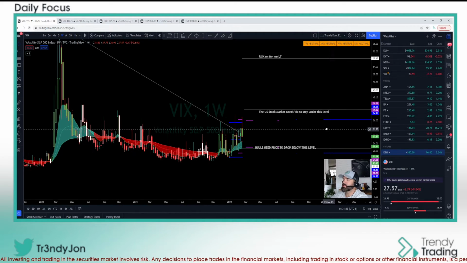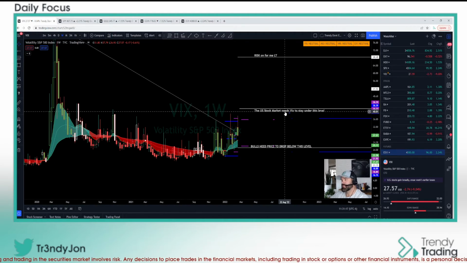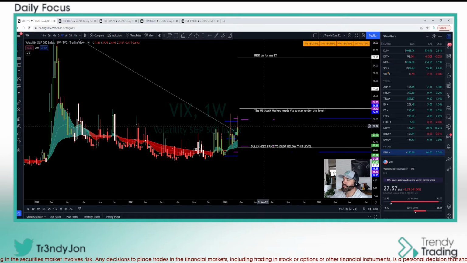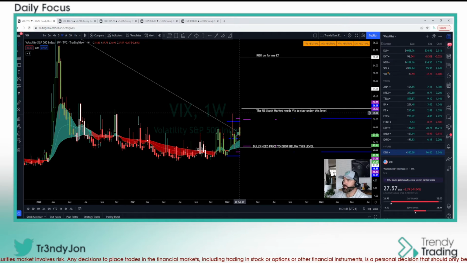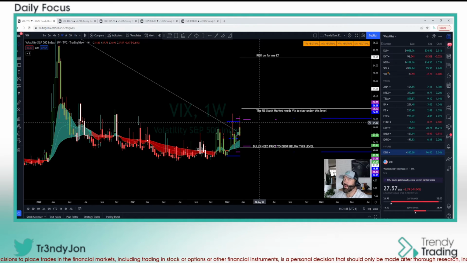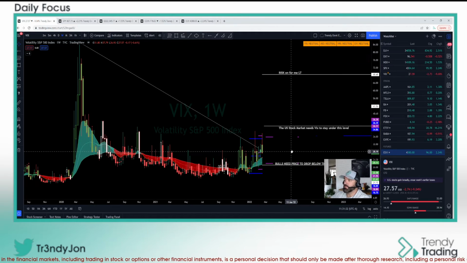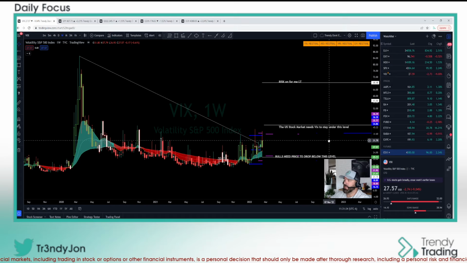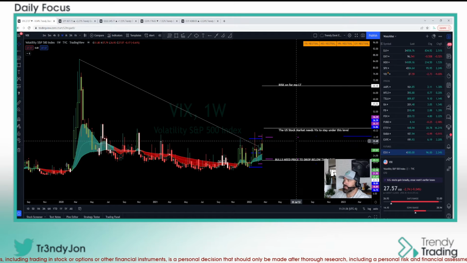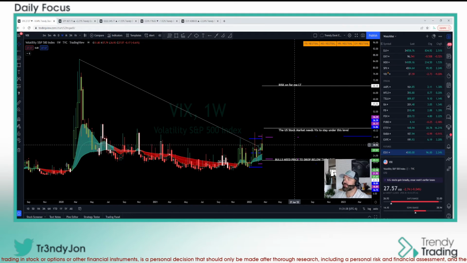These are real levels, but basically, the U.S. stock market needs VIX to stay under this level. We stayed under that level, and if you look at the previous wick here, we did not make a new higher high. We did stay under there, and then we started to rally big time into Thursday and Friday. And I think a lot of people were shocked. And were unable to execute because they were still stuck in the past.